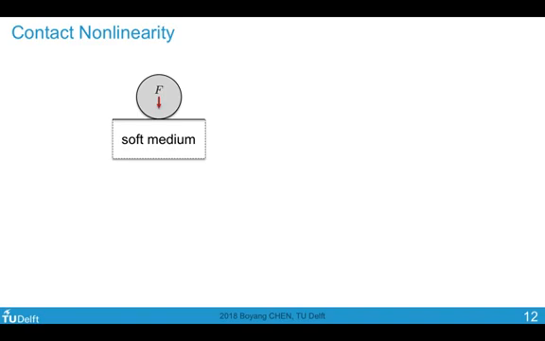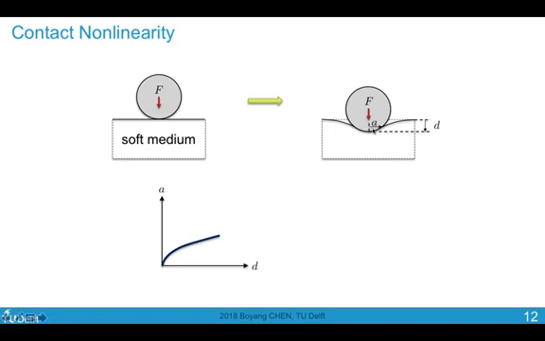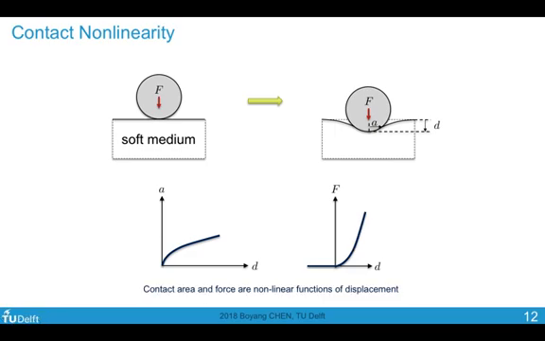Take, for example, a rigid ball in contact with a soft medium. The ball is subject to a force F downward, and it would come into contact and indent into the soft body, and the radius of contact, which is a, would start to increase together with the depth of indentation. This is nonlinear because if we plot the radius of contact versus this depth of indentation, it's a nonlinear function. And more importantly, the force required to indent to a depth of d is a nonlinear function as well. So basically, the contact area and force are nonlinear functions of displacement.